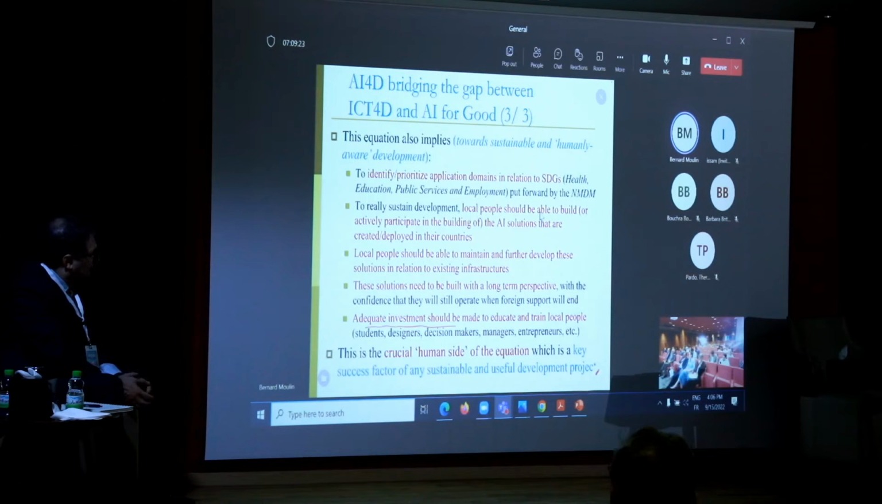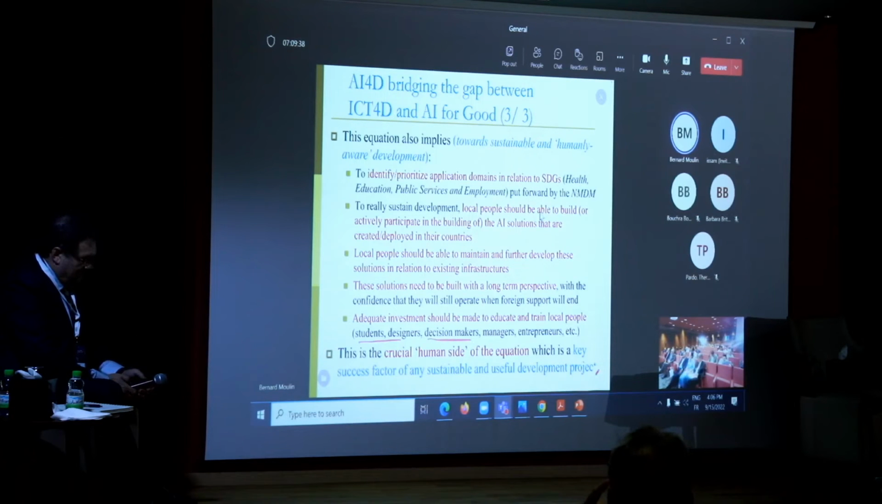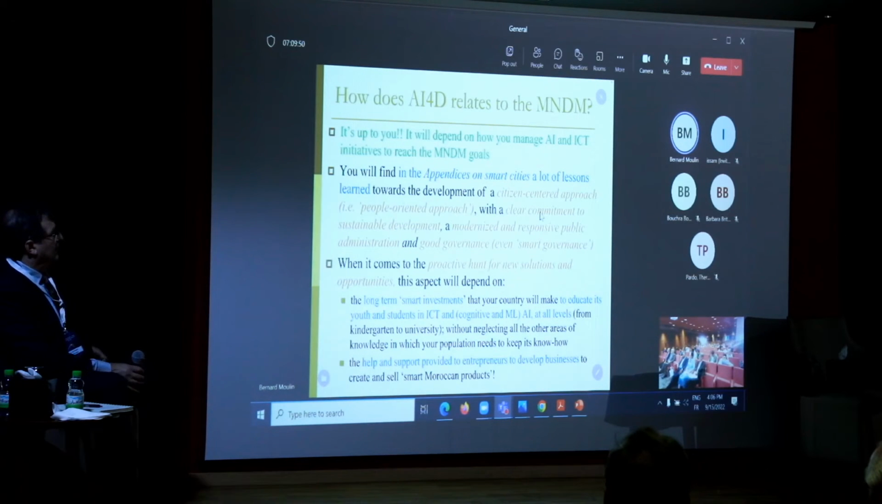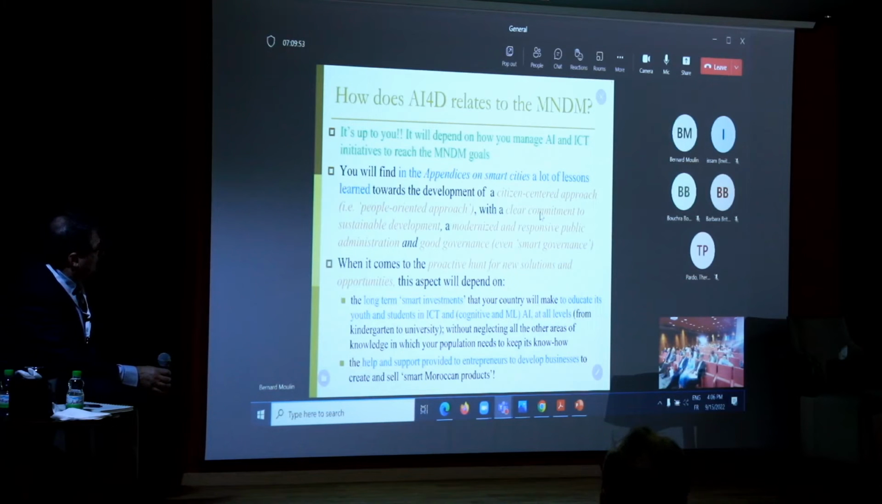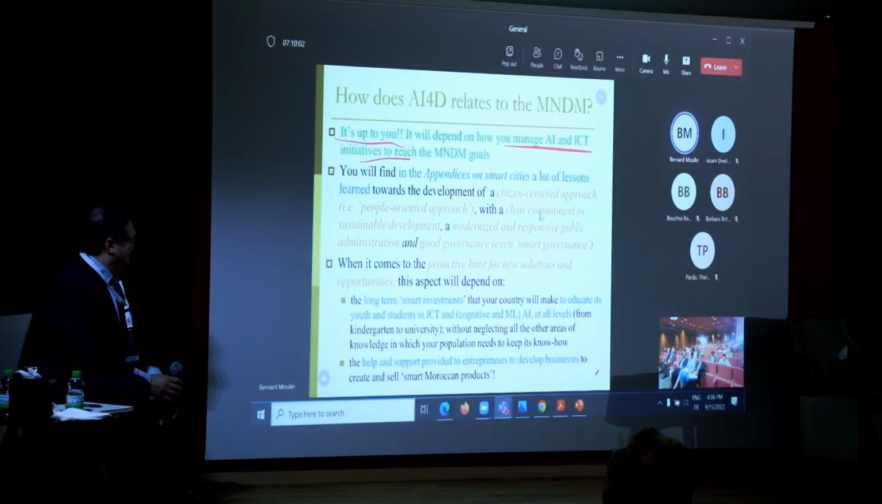And adequate investment should be made to educate and train local people. I'm glad that this conference takes place in this university. You have a major role here to train, to educate students, designers, decision makers, managers, and entrepreneurs. So that's the crucial human side of the equation that I'm proposing you here. How does AI4D relate to the MNDM? My answer here is I will not give you an answer. It's up to you. It will depend on how you manage AI and ICT initiatives to reach these MNDM goals.